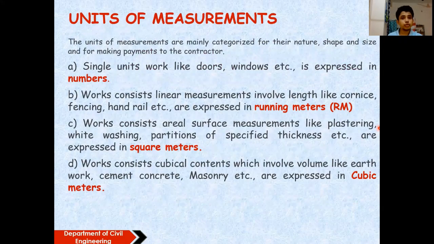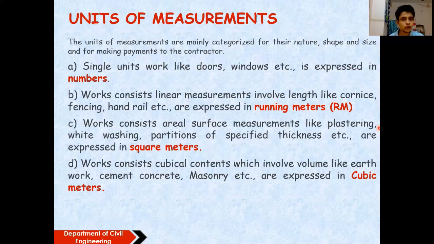Then what are the units of measurement? In which units do we do the measurement, and how do we do it? First, we know that the order of booking is length, breadth, and height of the items of work. If we have to measure a wall or a beam or a column, first we will write the length, the breadth, and the height. Then we will find out the volume and the total work. This is the order of booking.